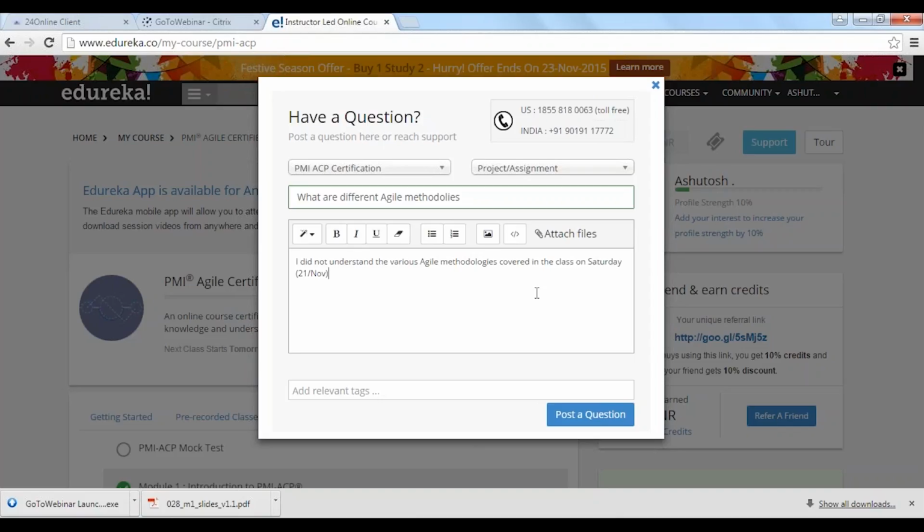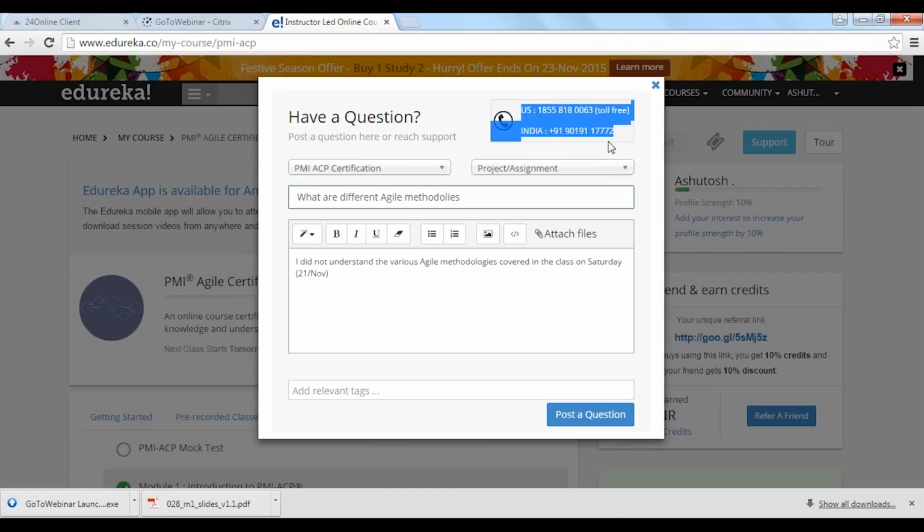And once you post this question, the support team will redirect it to the appropriate concerned person. So we have a dedicated support team which works 24/7. So you should get a response on the question or query that you have. And there's also this support number which is given, as you can see here. There's a US number, there's an India number where you can reach out for any support related query.